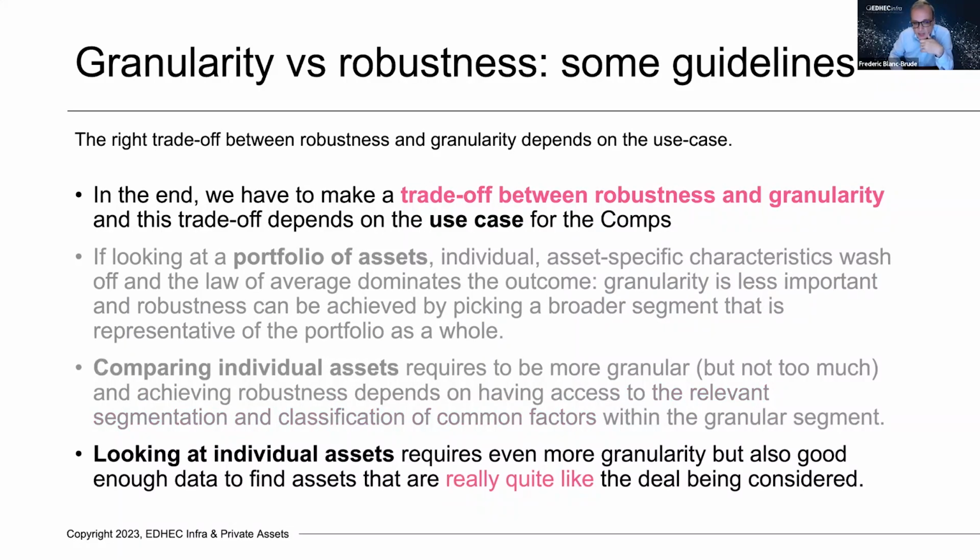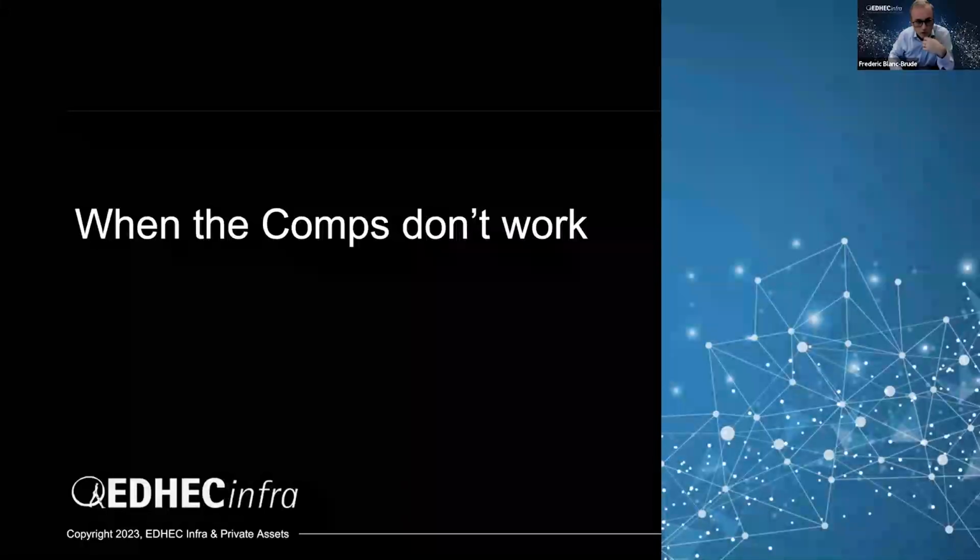And finally, you could be looking at just one individual asset, not a big portfolio or a set of 5 or 6 that you need to pick between, but just one. In this case, you need to be very granular, of course, but it's very hard to find data that is really quite like that asset. Here you need the right sort of database with the right sort of filters. We'll also show you an example of that.